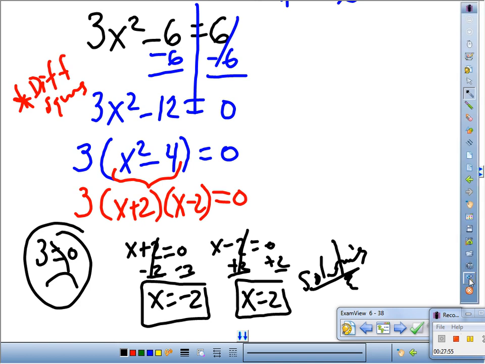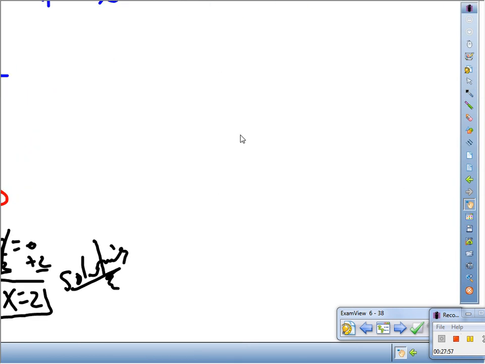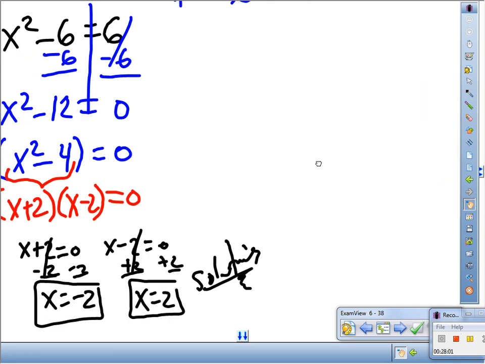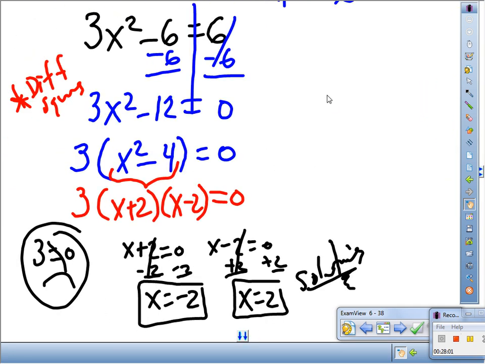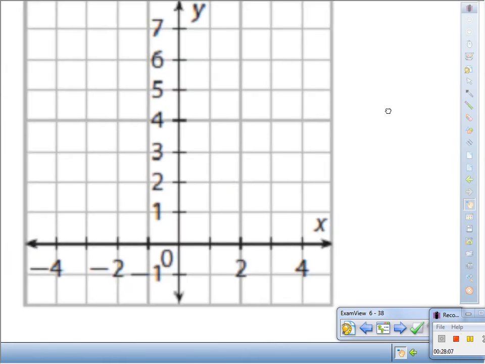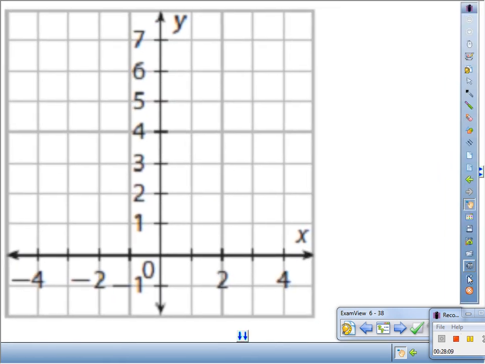Did we get the same thing as the other method? We should, because it's the same equation, different method. Okay? All right, let's go to graphing. Let me zoom out.